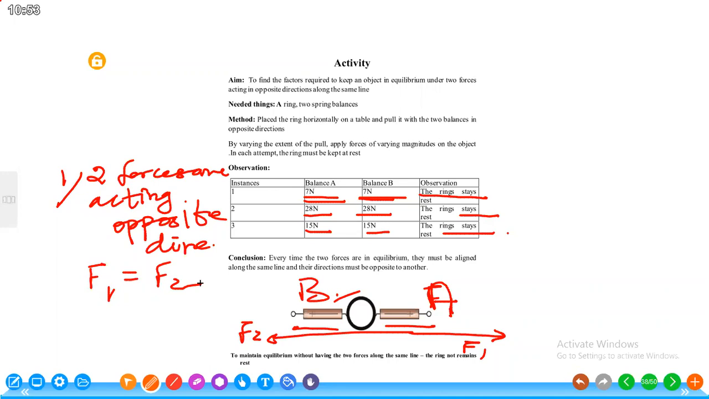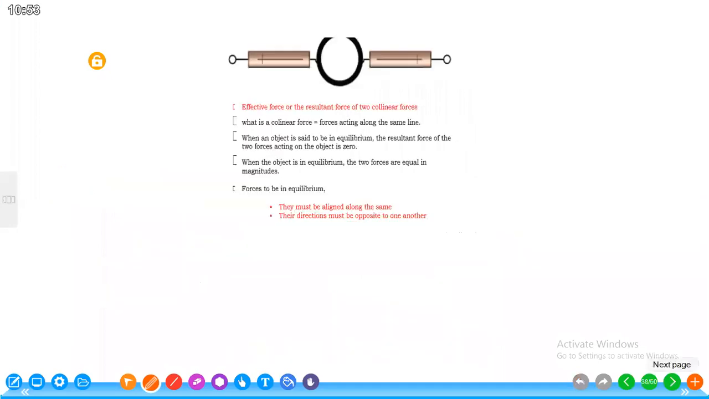And third one, both forces must be along the same line of action. Same line of action, so two collinear forces. Last class we studied two collinear forces. So, effective force or resultant of two collinear forces. What are collinear forces, students? The forces acting along the same line are known as collinear forces.